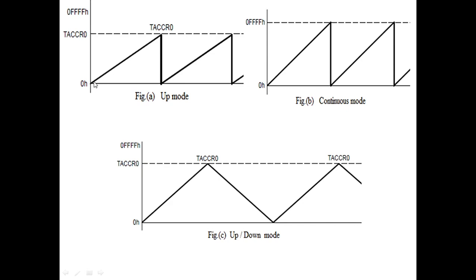Whenever the timer A register value reaches the value in the timer A capture and compare register, it generates the capture and compare interrupt flag. Again the timer A interrupt will occur, and again this value becomes 0. The timer A value becomes 0, and again it is in up mode, incrementing gradually, 0, 1, 2, 3 up to the value in the capture and compare register. Like that, this up mode is operated.